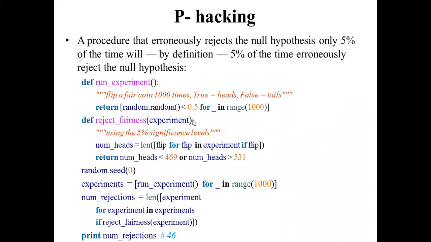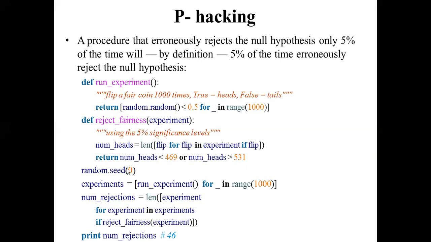Now we wanted to calculate for the heads. So this will check whether in experiments, that is the previous code, if flip, it means that flip is true. That is whatever random variables we have generated. For this purpose, we are checking whether flip is true or not. Then next, it returns num heads if it is less than 469. That is, in between this range we are calculating.